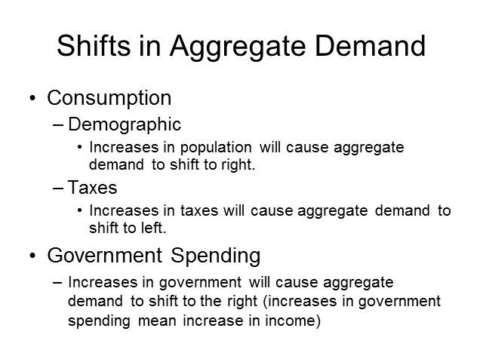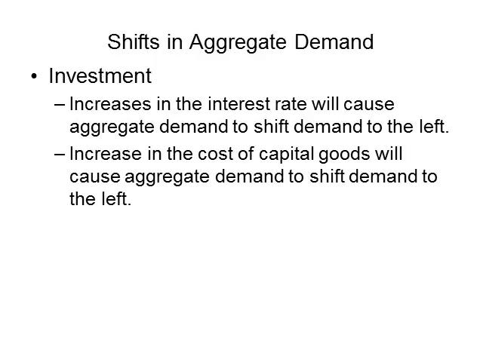Government spending increases will cause aggregate demand to shift to the right. Increases in government spending mean an increase in income because what the government spends money on becomes income for other individuals. Increases in investment will cause the aggregate demand curve to shift to the right. However, if there are increases in interest rate, this will cause investment to decrease and cause the aggregate demand curve to shift to the left. Increases in the cost of capital goods will also cause the aggregate demand curve to shift to the left.